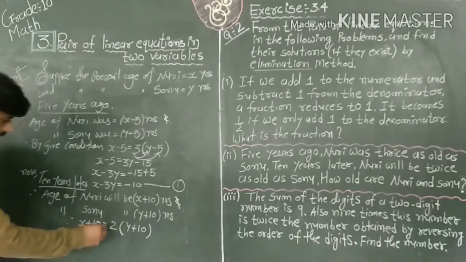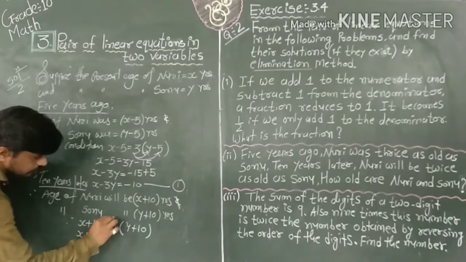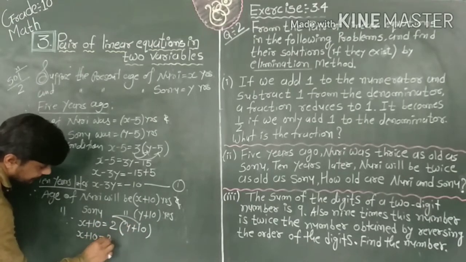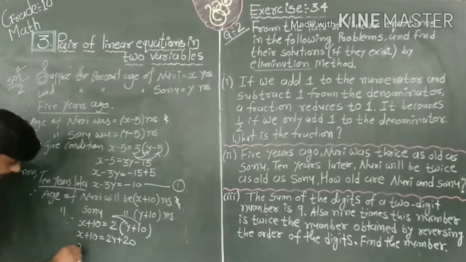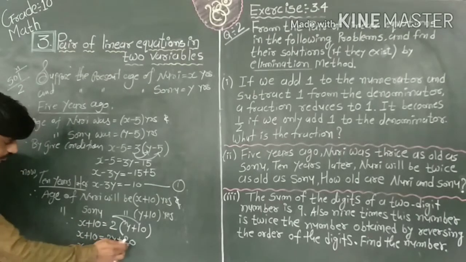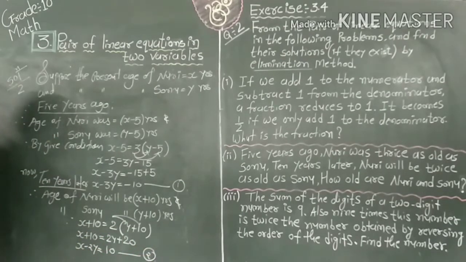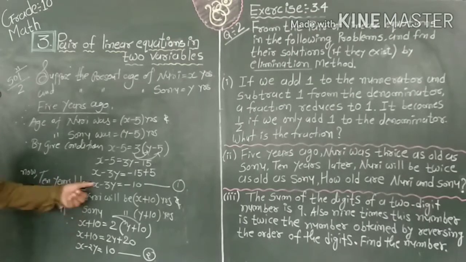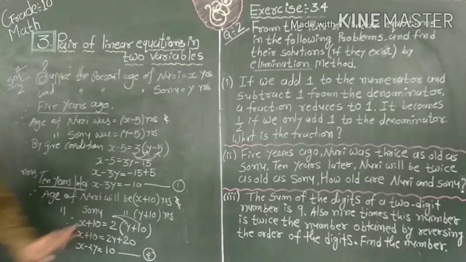Now, first of all, we simplify. What happened? x plus 10 is equal to 2y plus 20. Now, transfer 2y to the left side. x minus 2y is equal to 20 minus 10, that means 10. This is our second equation. Now we have two equations. Now we easily solve these two equations by elimination. Look here, x and x, the first terms, are the same.